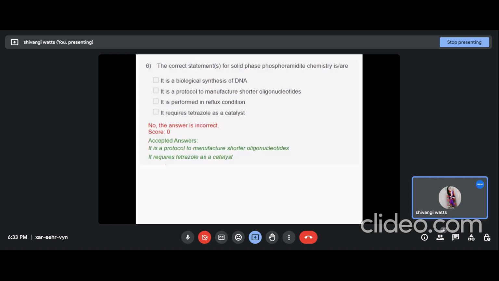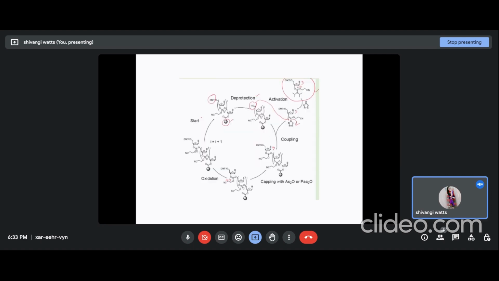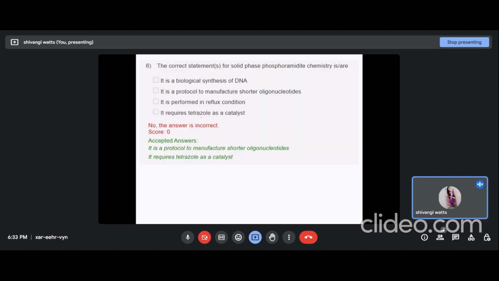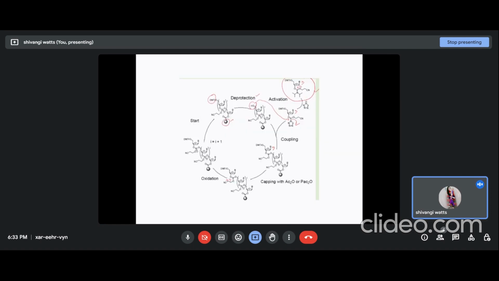Okay, so the next question is: the correct statement for solid phase phosphoramidite chemistry is. The options here are visible. It is a biological synthesis of DNA. It is a protocol to manufacture shorter oligonucleotides, performed in reflux condition. It requires tetrazole as a catalyst. If you see this cycle, first it requires tetrazole as a catalyst. Tetrazole means tetra, four nitrogens.